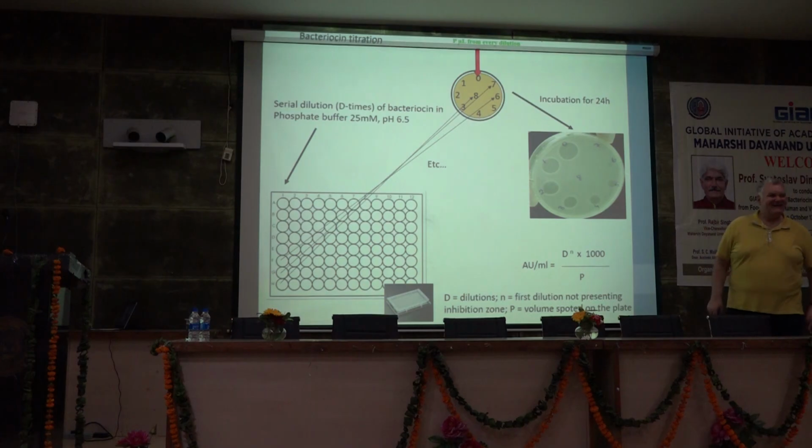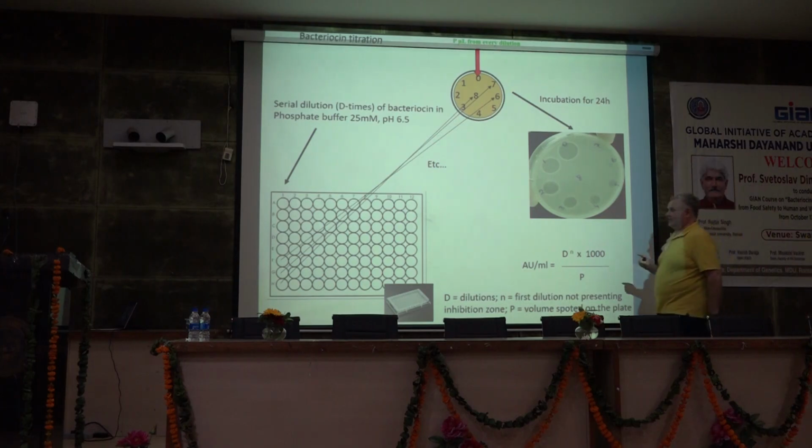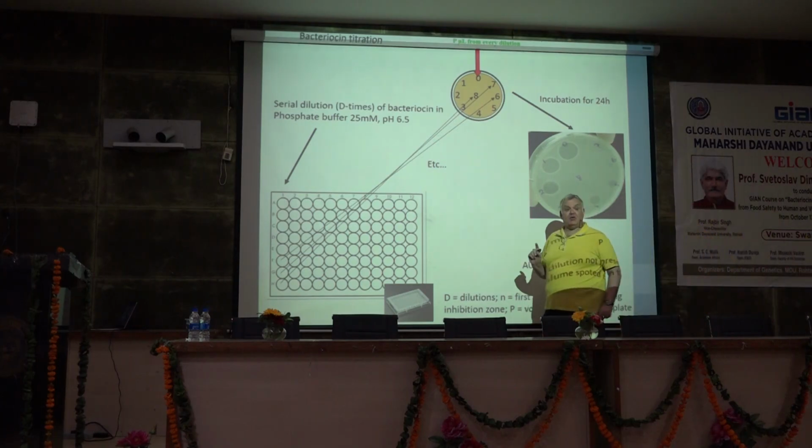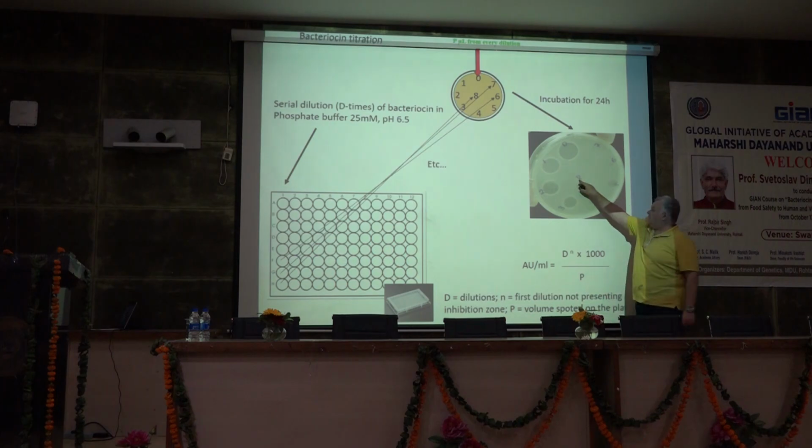Right? Well, you understand the logic. Okay, now let's make it more difficult. If you have very strong bacteriocins, obviously you can still have an inhibition zone attained here. So you have two options to make more dilutions.